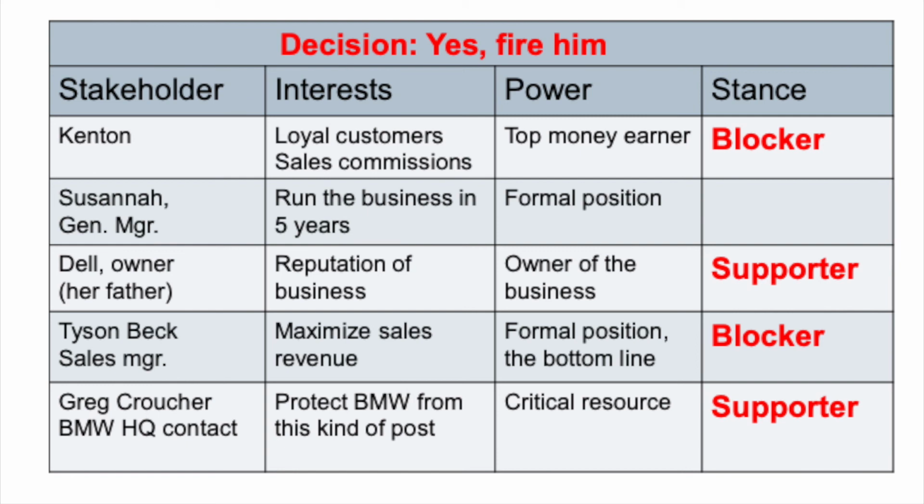So let's go back to the stakeholder map. Here, as you see, I have added a fourth column labeled stance. That is the stance of that stakeholder toward the decision. I fill in that column with whether the stakeholder is likely to be a blocker or a supporter of my decision. So here I filled it in as if my decision was, yes, fire him. See, that's in the heading at the top of the table. So this is a table of likely reactions to that decision.